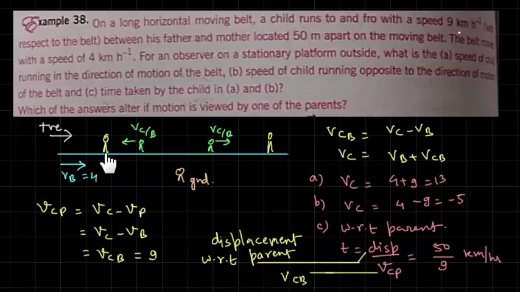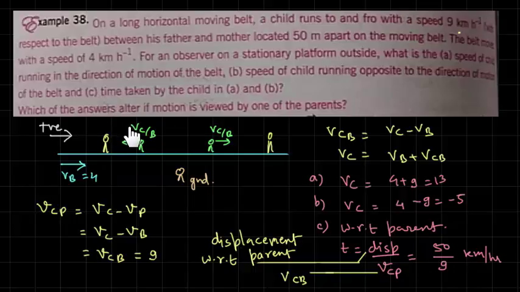So with respect to this parent, for example, when he is running from here to here, the distance travelled is 50 meters, and the velocity of child with respect to belt is 9. So our time will be displacement upon the velocity of child with respect to parent, or velocity of child with respect to belt. Both are the same because parents themselves are on the belt. So this becomes 50 by 9 km per hour.